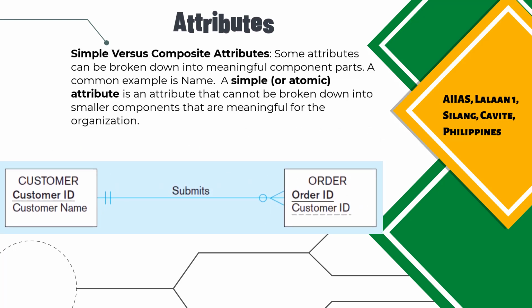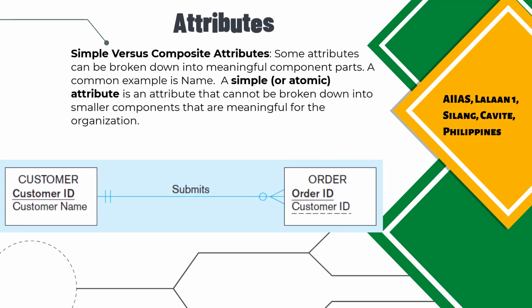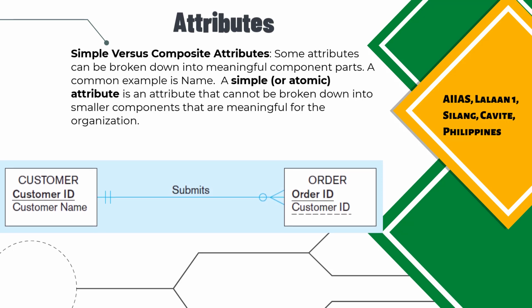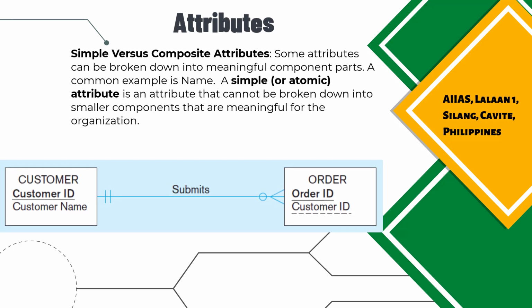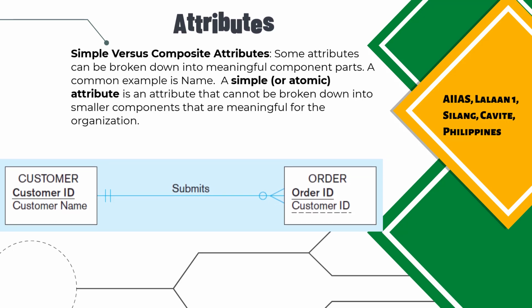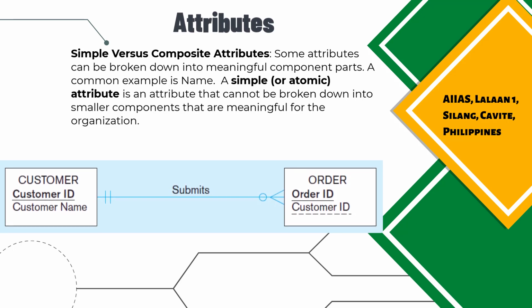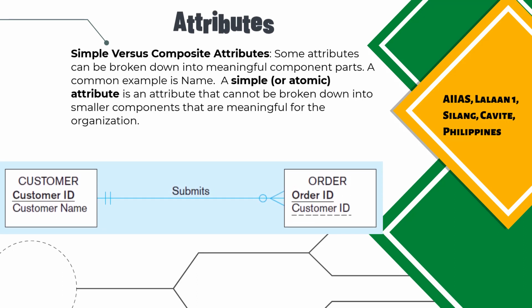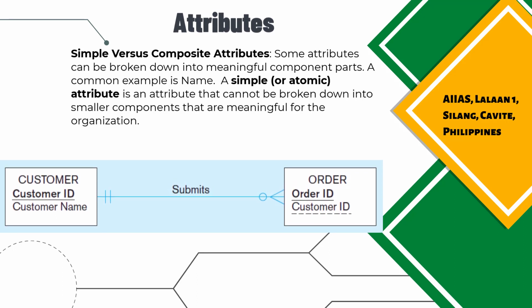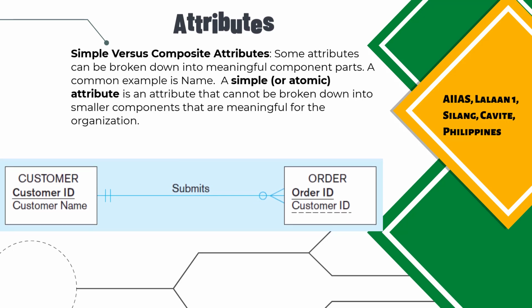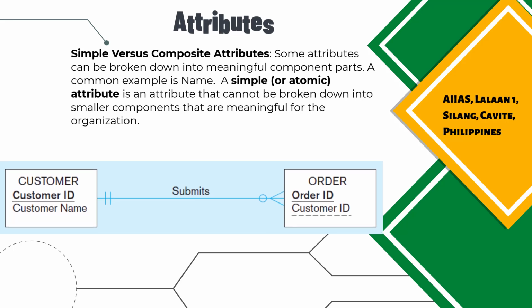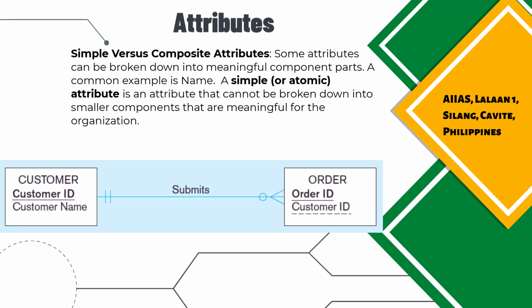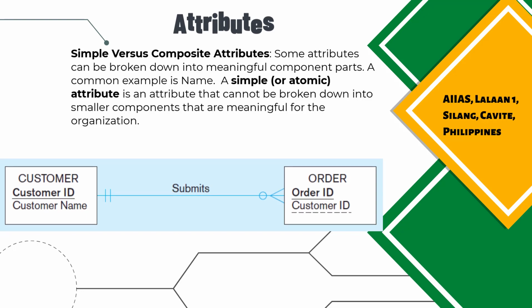Next, we have simple versus composite attributes. So, some attributes can be broken down into meaningful component parts. A common example is the name attribute. And the other is a simple or atomic attribute, that cannot be broken down into smaller components that are meaningful for the organization. So, let me explain this using an example.